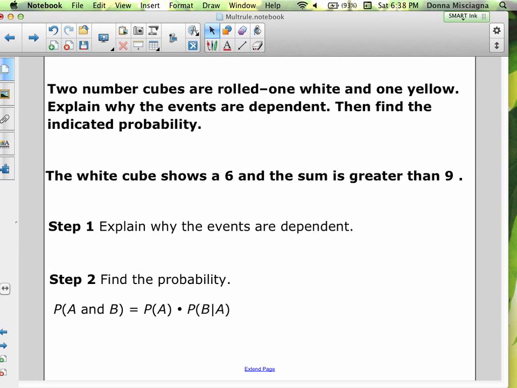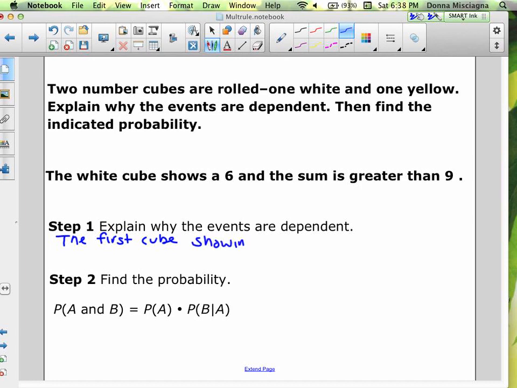So these events are dependent, right? If our white cube shows a 6, that's our first thing that has to happen. That's going to impact how we can have a sum greater than 9, right? So the first cube showing a 6 impacts what rolls give a sum greater than 9.